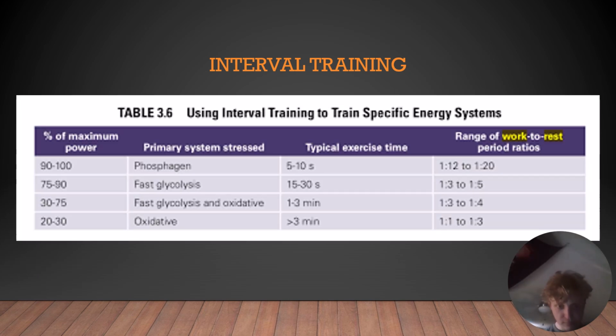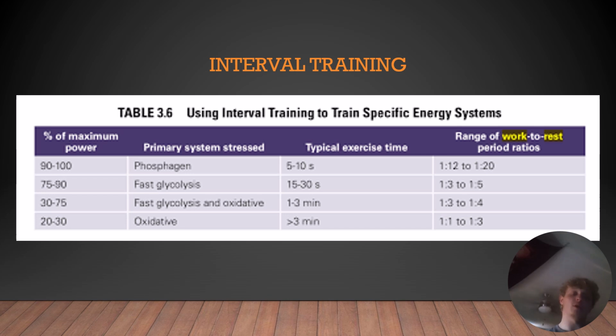This table here, directly from the book, shows the different work to rest ratios that we would want for specific training adaptations. Again, we're thinking exercise time longer than 3 minutes, a 1 to 1, 1 minute on, 1 minute off, or 1 minute on, 3 minutes off for that oxidative 20 to 30% of maximum power. Sitting in that zone, so maybe your longer distance cardiovascular exercises, etc.